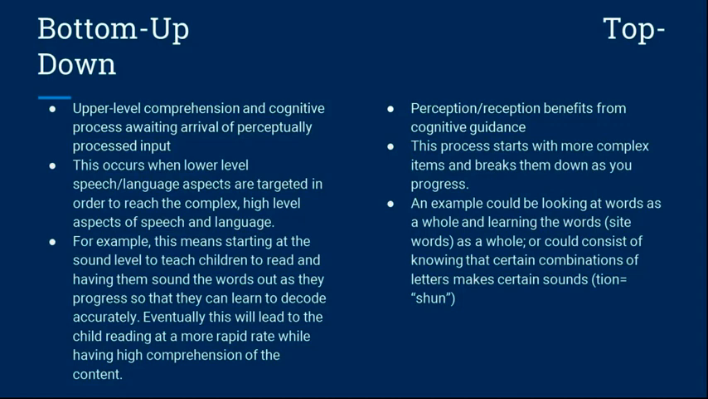On the other hand, top-down is a perception and reception benefit from cognitive guidance. This process starts with more complex items and breaks them down as you progress. An example would be looking at words as a whole and learning the words, sight words, as a whole, or it could consist of knowing that certain combinations of letters make certain sounds. T-I-O-N is going to sound like shun.